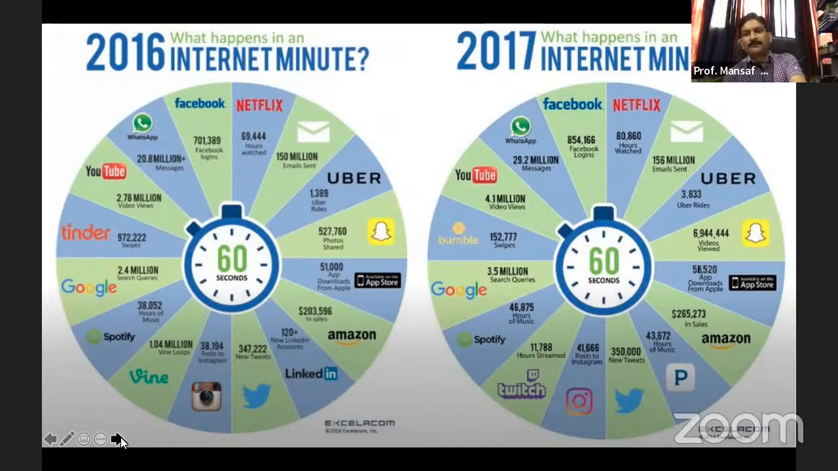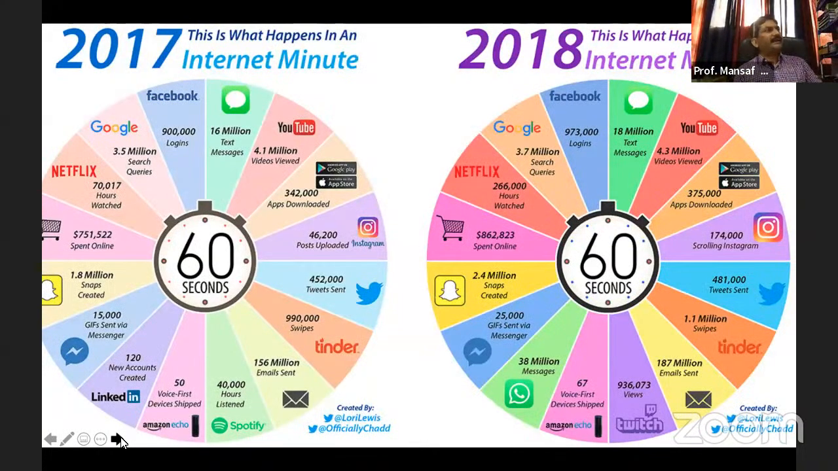So now see the scenario of 2017 and 18. Google was 3.5 million searches, and in 2018, 3.7 million searches. Now see the statistics: the data increase is 0.2 million on Google. In the case of YouTube, 4.1 million and then 4.3 million. Again here, 0.2 million data increased.